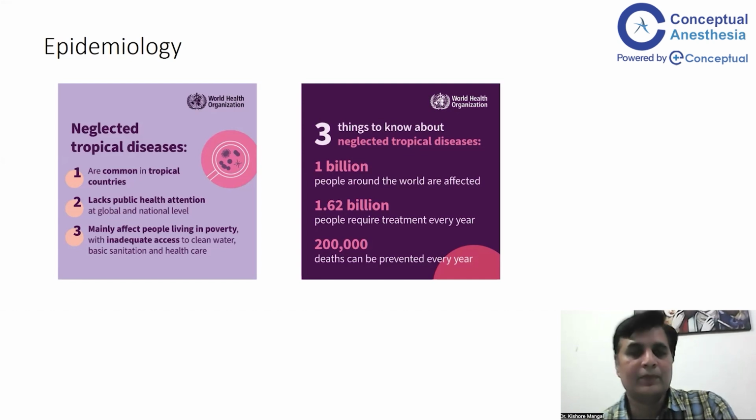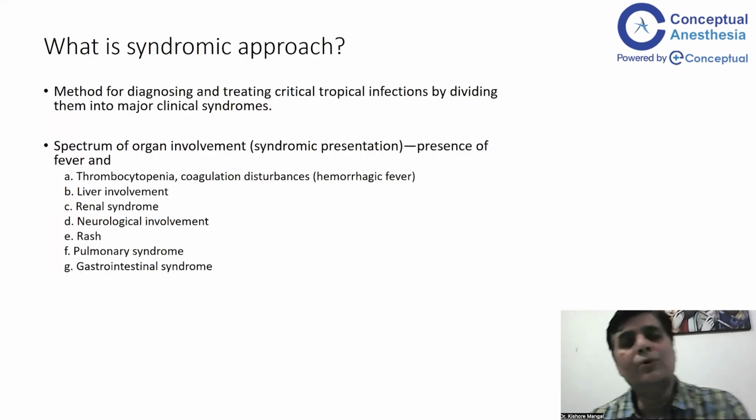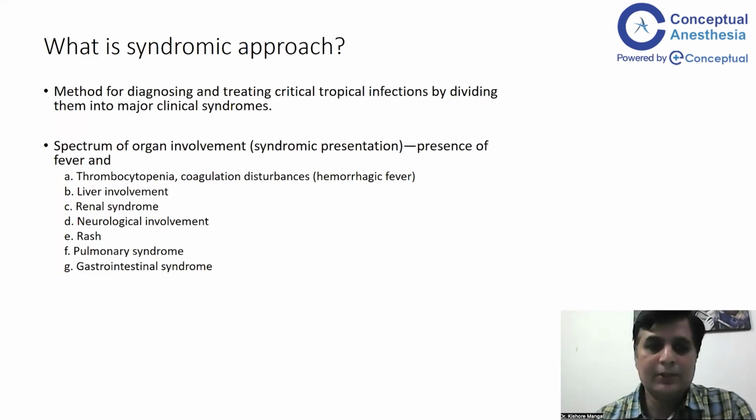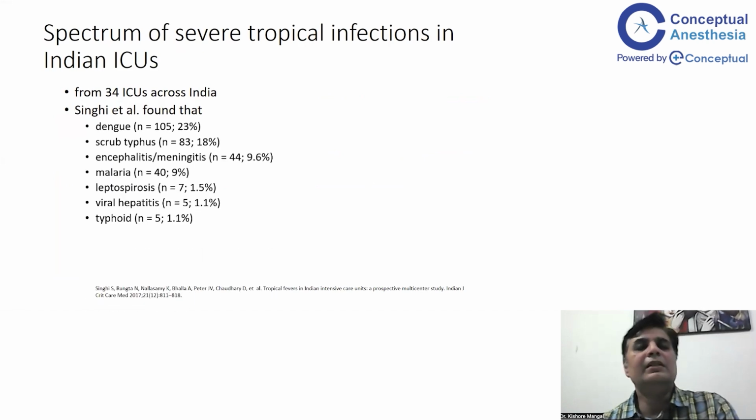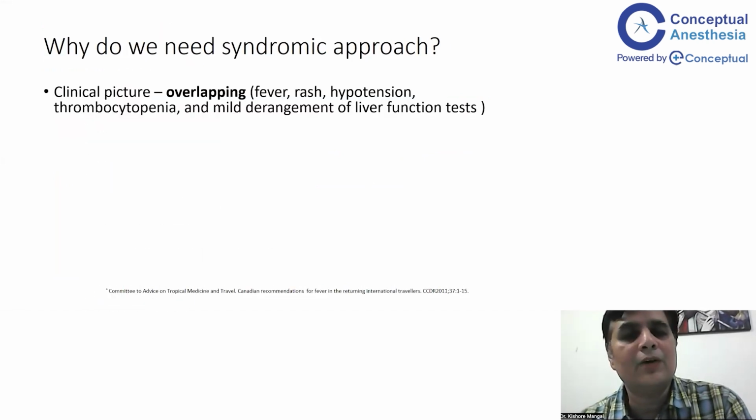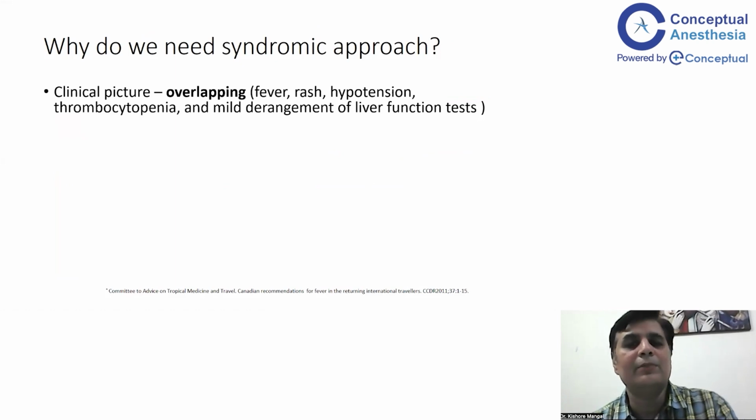So when we talk about how to approach and how to treat these tropical infections, we talk about the syndromic approach. The reason behind the syndromic approach is that the clinical picture of all these infections is overlapping. They will present to you with a history of fever. It may be associated with some sort of rash, hypotension, thrombocytopenia, and mild derangement of the liver functions. SGOT and SGPT will be slightly increased.